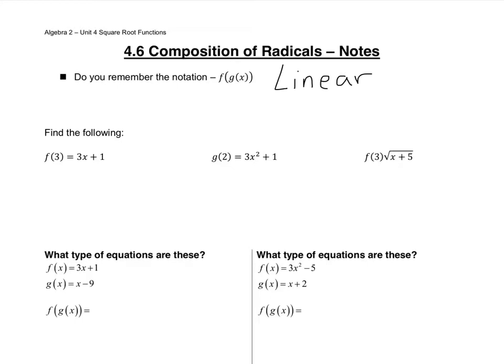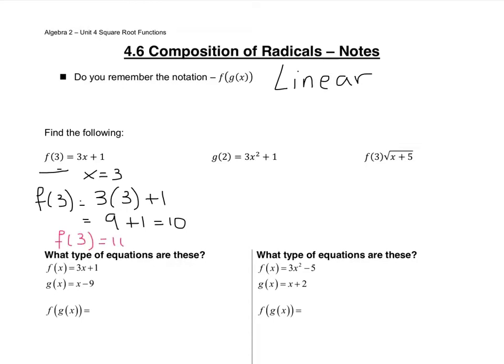Let's review some terms before we start the lesson. So what does f of 3 mean? Every time they say f of 3, it means x is equal to 3. So you need to plug in 3 wherever you see x. So 3 times 3 would be a 9 plus 1, which is a 10. Then you would say that f of 3, so when you plug in x equals 3, you're going to get y equal to 10. Now go ahead, pause the video and try to do this one and this one on your own.